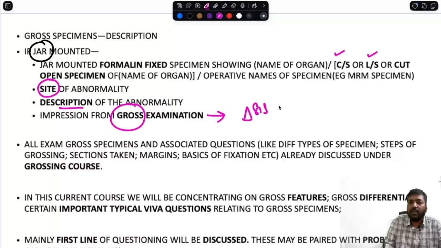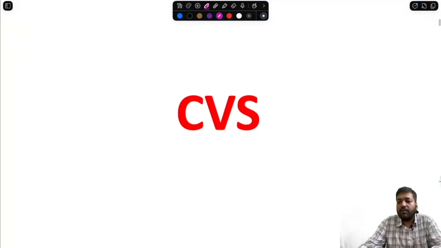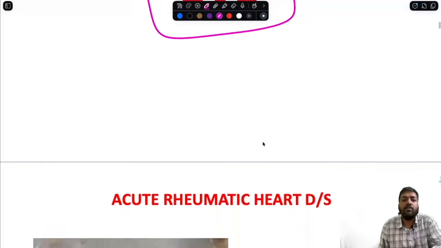Okay. So this is what is very important in these museum specimens that we are going to discuss. All other things we have already discussed, so I'm not going to discuss them again. This is the only thing I wanted to say. So without wasting any time, let us begin the first part, that is the cardiovascular system. Let us look at the first specimen.